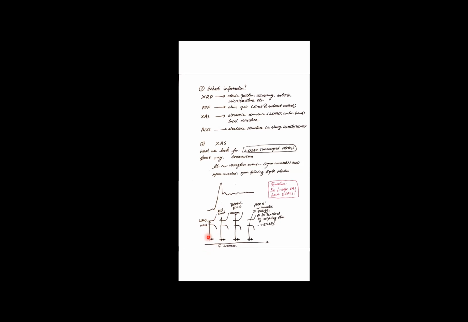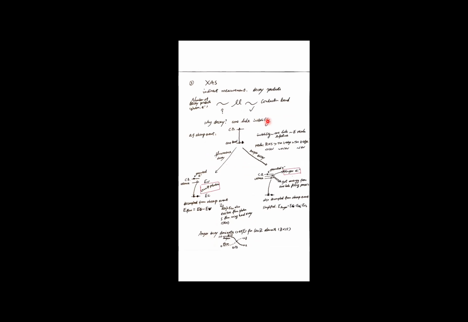But this is the final state for the absorption event. It's not the final state for the whole sample, for the whole system. The system doesn't stop here. The system goes on because the system now realizes itself is in a very unstable state. There's a core hole. The presence of the core hole increases the energy a lot. So that's the core hole instability. So the system doesn't stop at the absorption event. It goes further to the decay process.